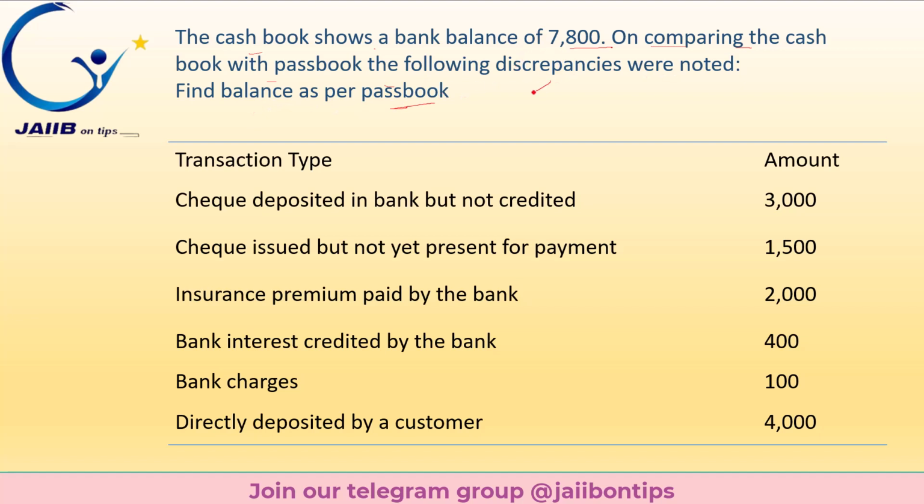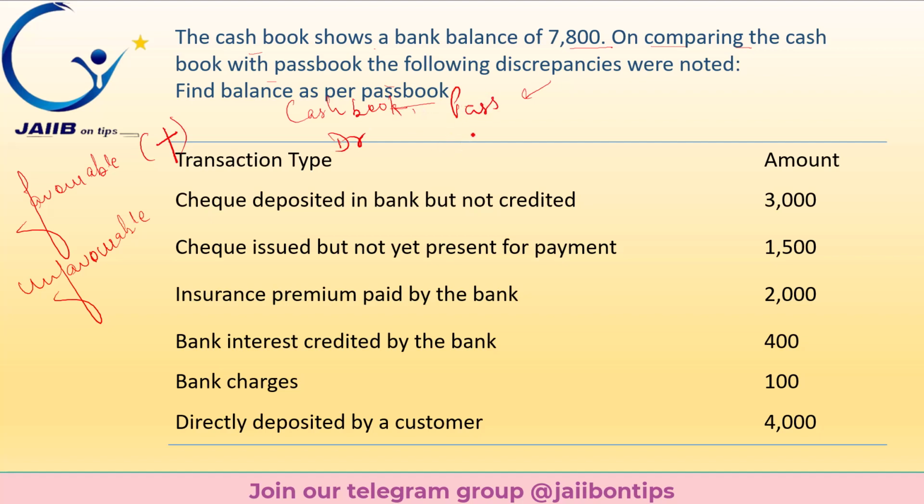So before understanding this, let's understand what are the favorable conditions and what are the unfavorable conditions. The favorable conditions are those in which your amount is credited. So in the cash book, the favorable condition is the debit part, and in the passbook the favorable condition is the credit part, right? And unfavorable means your balance is deducted, right? So in the cash book that part is credited, and in the passbook that part is debited. Okay, I hope you understood this.